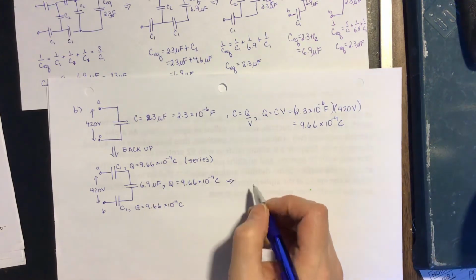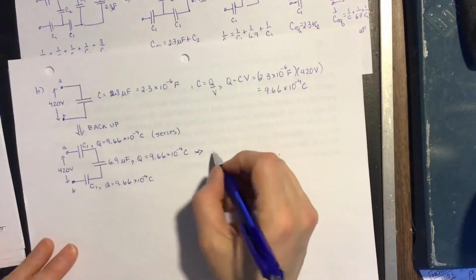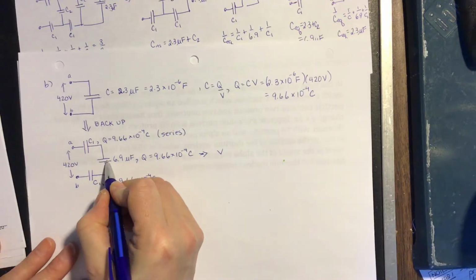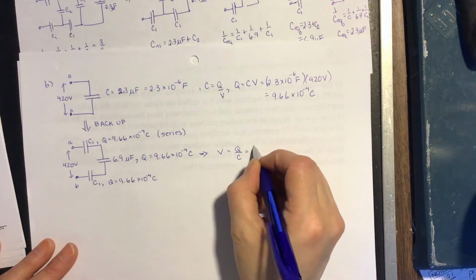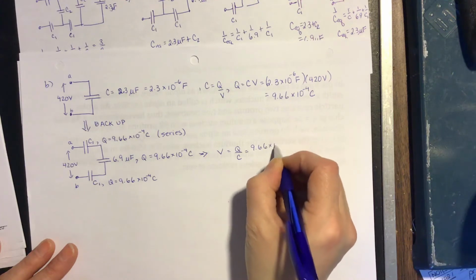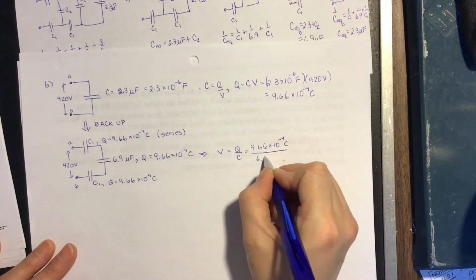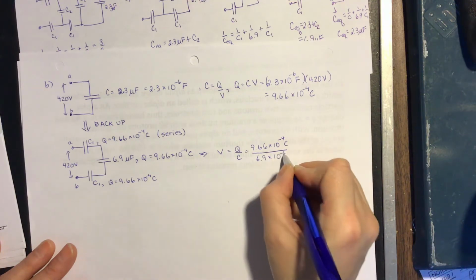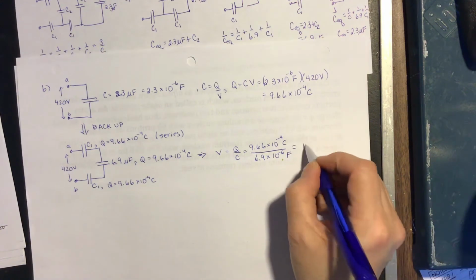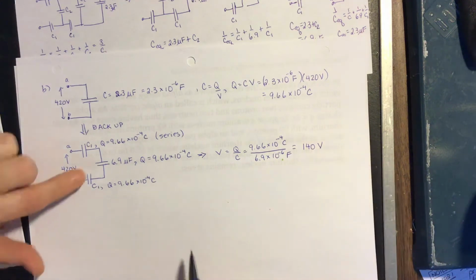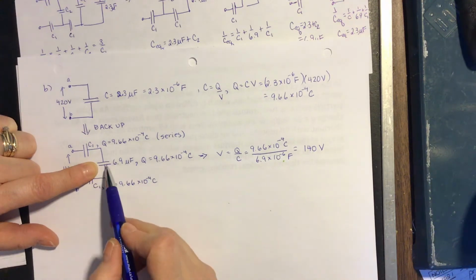Since C is Q divided by V, then the potential across this equivalent capacitance right here is the charge on it divided by the capacitance. When we divide those guys out, we get 140 volts. So the potential across this equivalent capacitance is 140 volts. Now let's remember what this guy was. Let's back up another step.